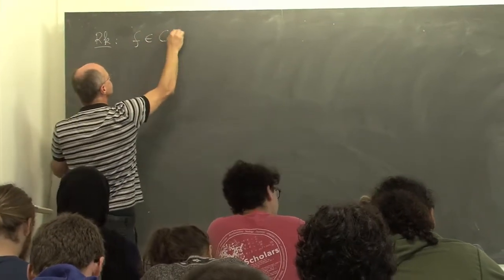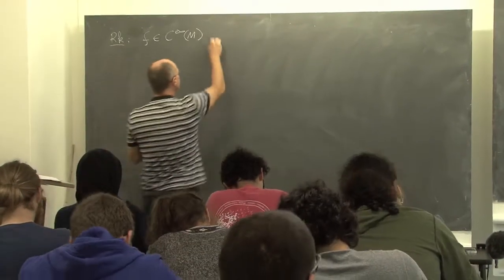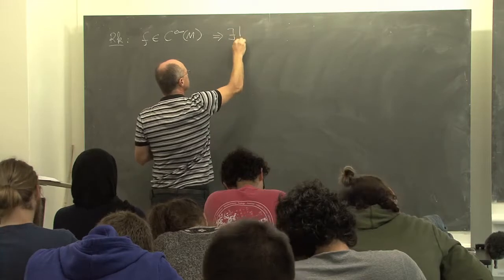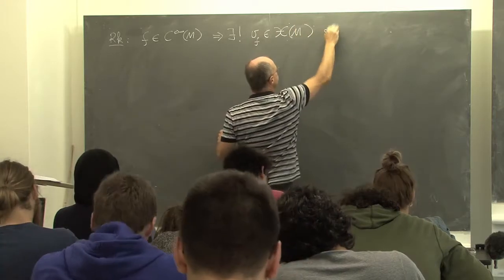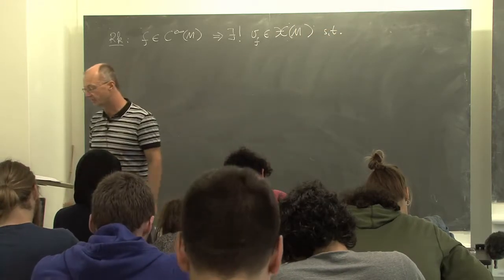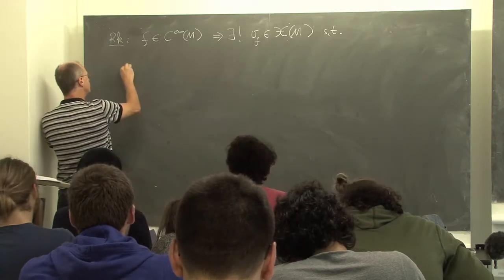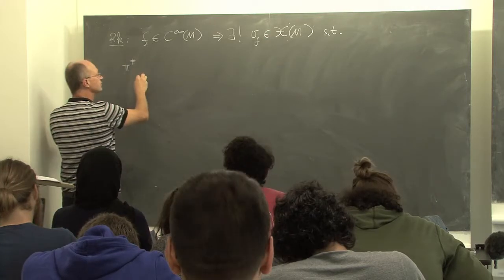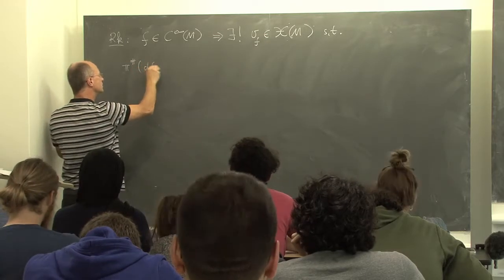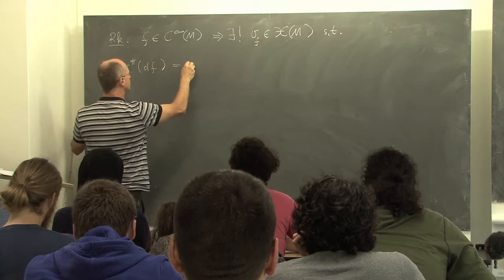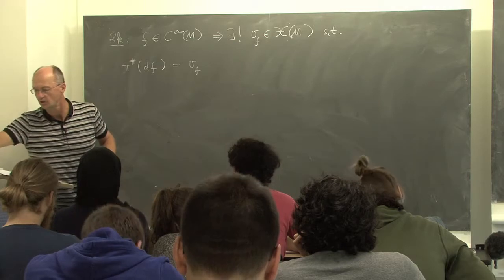So suppose f is a smooth function on M. So then there is a unique vector field on M such that the following equations are satisfied. So I will write two equations, and one of them in two forms. So the first equation says that pi sharp of df is equal to vf.